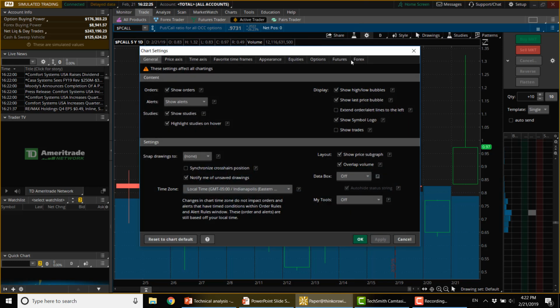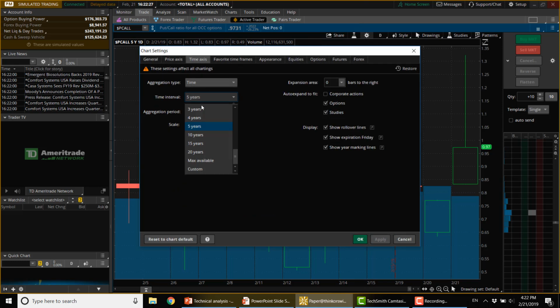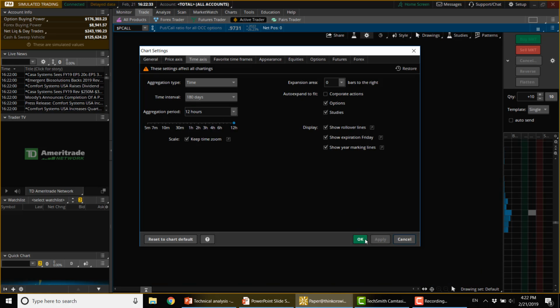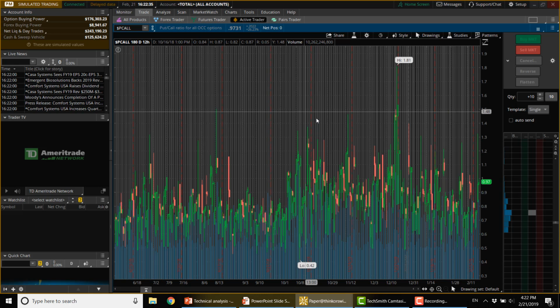And I'll zoom out to a couple of years. Maybe it's better I do something a little simpler. So as you can see, this fluctuates a lot. And recently there have been more calls outstanding than puts. So that indicates investors are perhaps a bit more bullish than they were during certain periods of time.